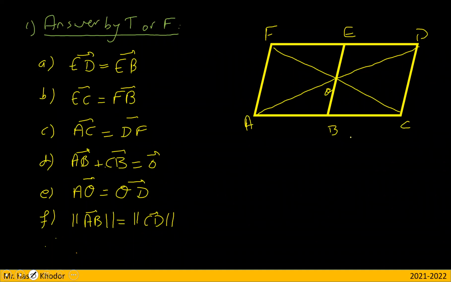In the first part, we are asked to answer by T or F, true or false. Let's start from the first one. Is this true or false? We have ED equals EB as vectors. Is this true? ED and EB. False. Why?